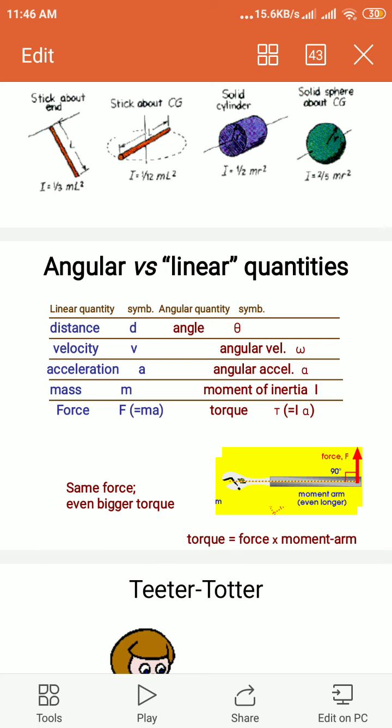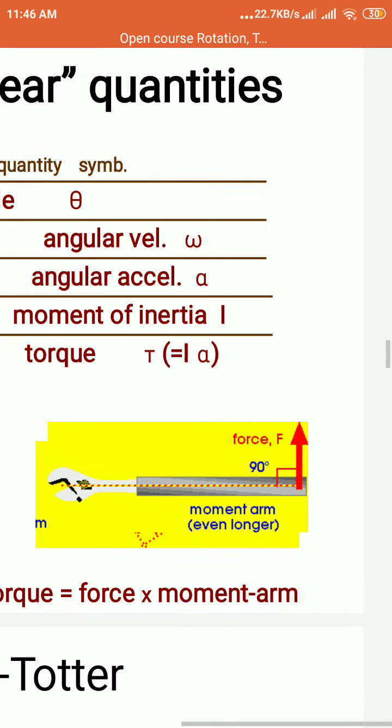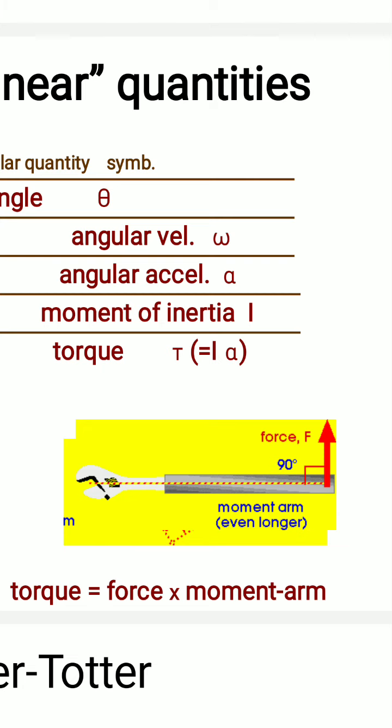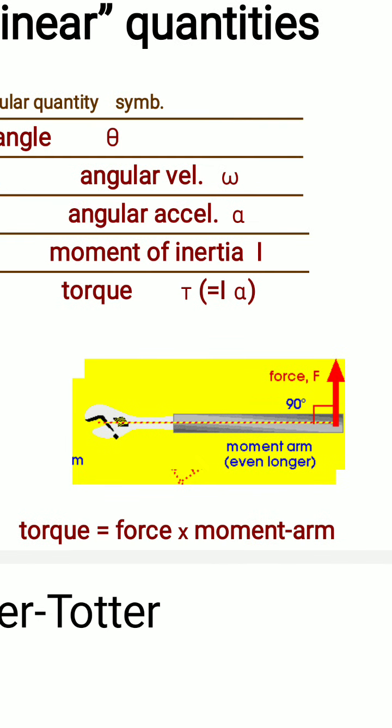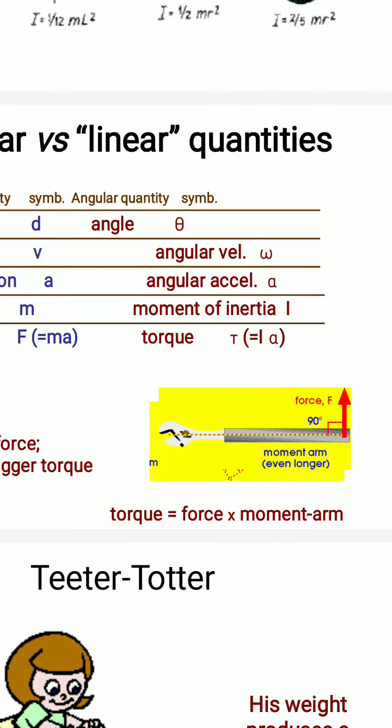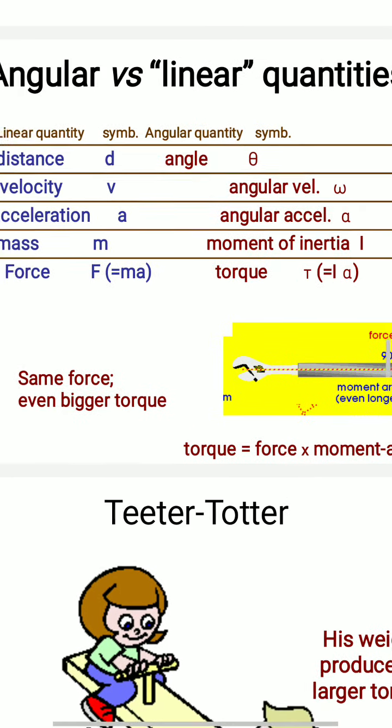That is what is shown here. It is the distance along the spanner from the point of rotation to the point at which we are giving the force. The force is given at a 90-degree angle to the spanner direction, so the moment arm is always perpendicular to the force. The moment arm is just the distance from the force point to the point at which the rotation happens.